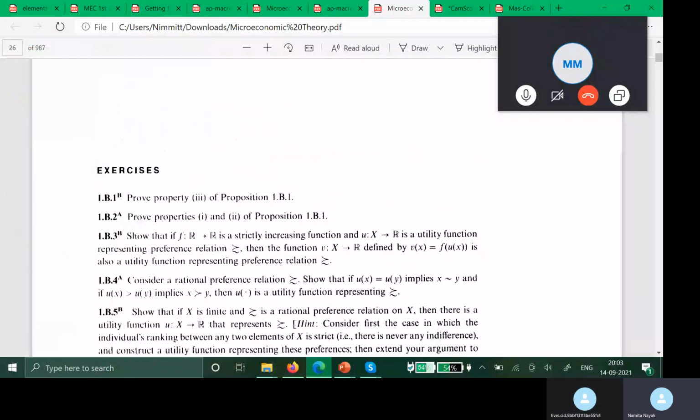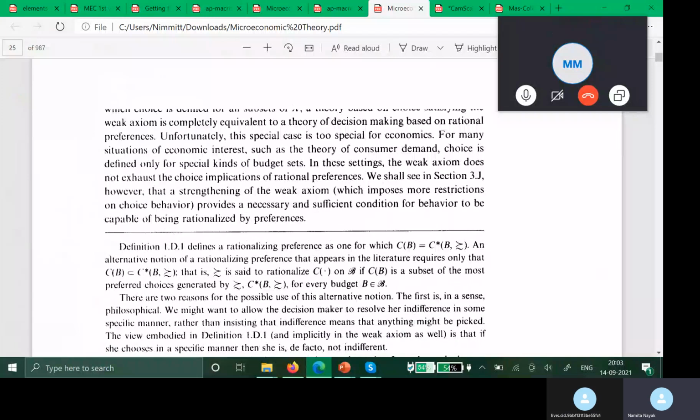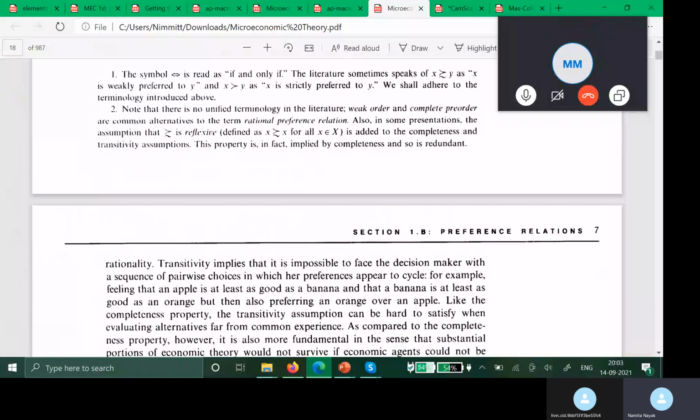Okay, don't worry, we'll go step by step. That's why I'm covering a very small portion. Actually, we have enough time to cover this, and we'll go through each concept. I have taken from here, preference relation.